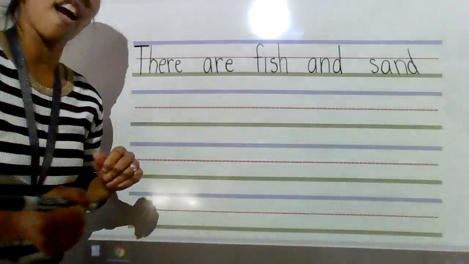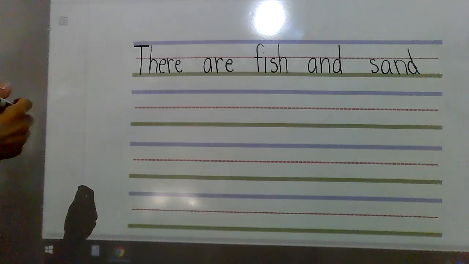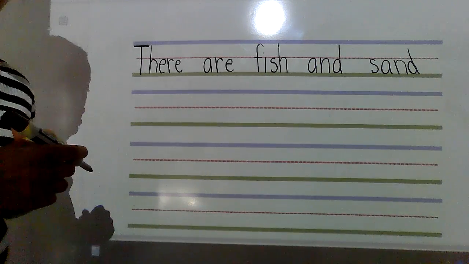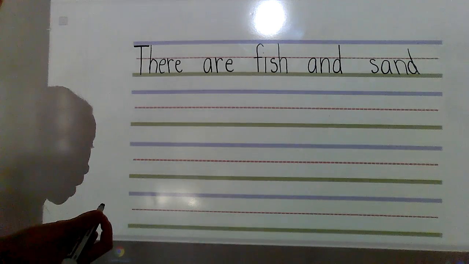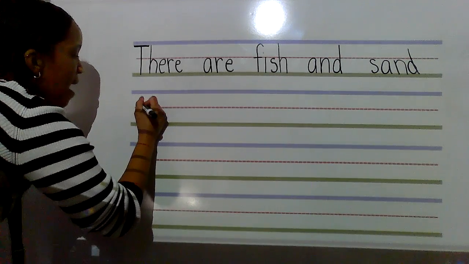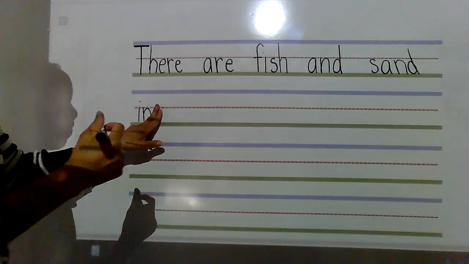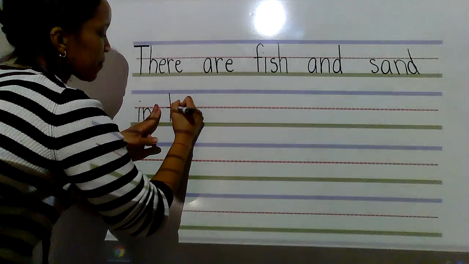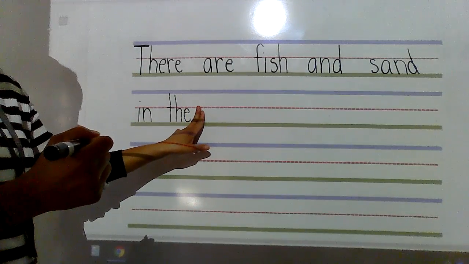And I want to make sure I have my prepositional phrase. That tells me where these things are happening or where it is. So in the ocean would be my prepositional phrase. So in, which is a power word, yell it out. I-N. Space. The, another power word, yell it out. T-H-E. And then I'm going to write ocean.